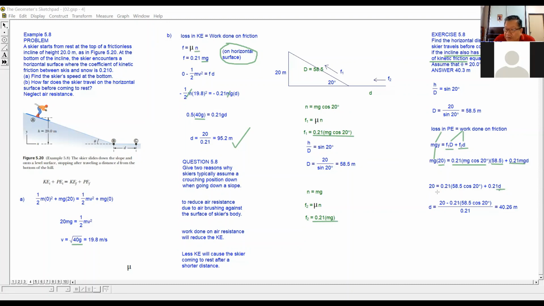So now you have to solve this equation. All these are known numbers; only d is unknown. So we have to solve for the value of d. The value of d is 40.26 meters. Any questions so far?